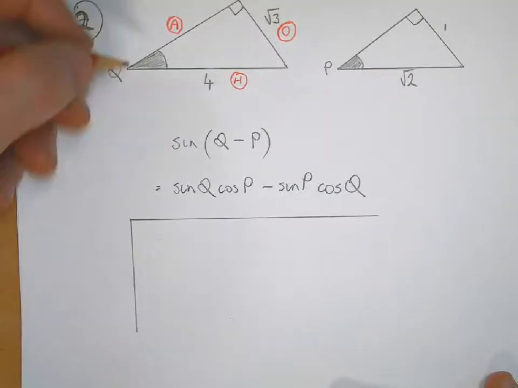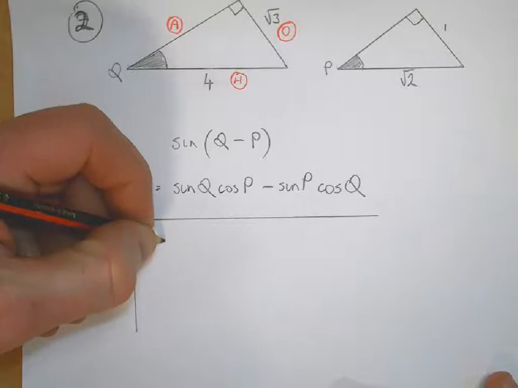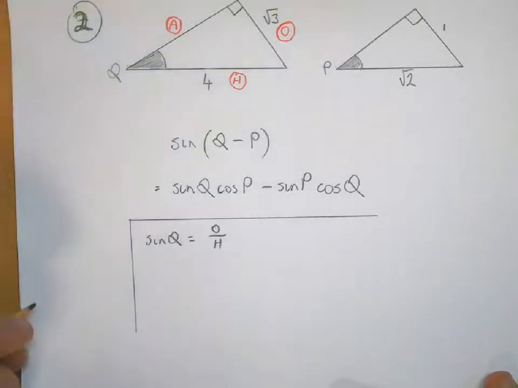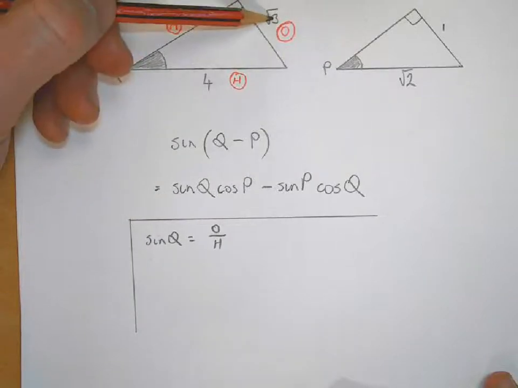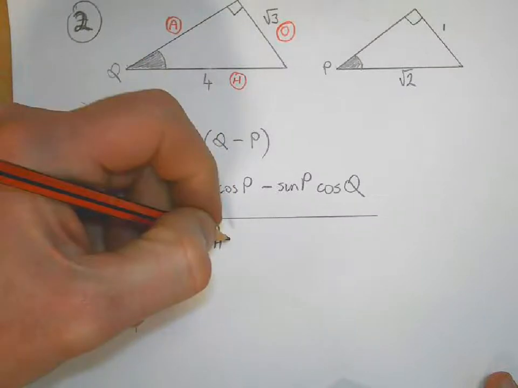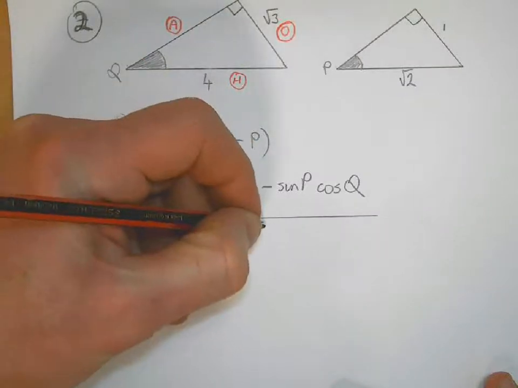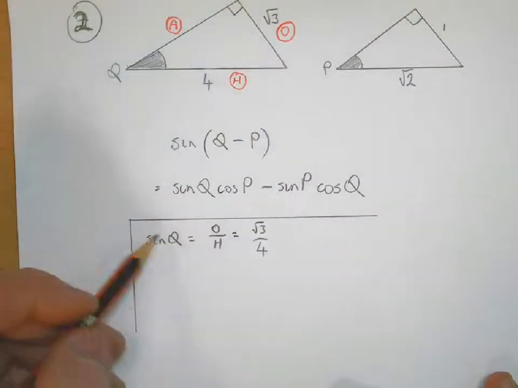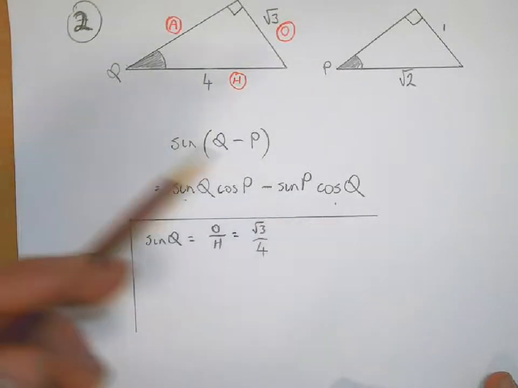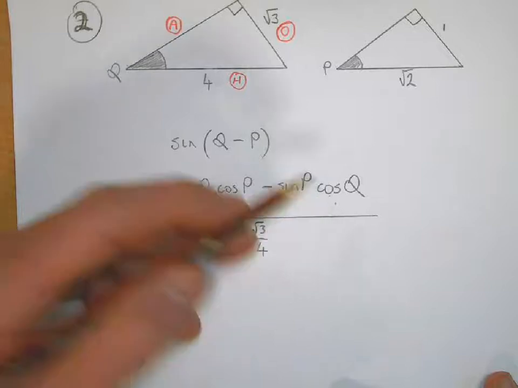So the sine of q is the opposite over the hypotenuse. The opposite is root 3. The hypotenuse is 4. So we can write down root 3 over 4. So that's the exact value for the sine of q. Now notice here we've also got the cos of q, so we're going to have to find out the exact value for the cos of q.